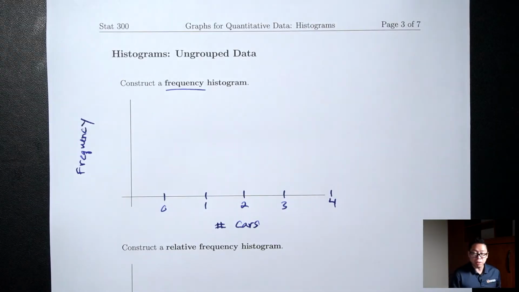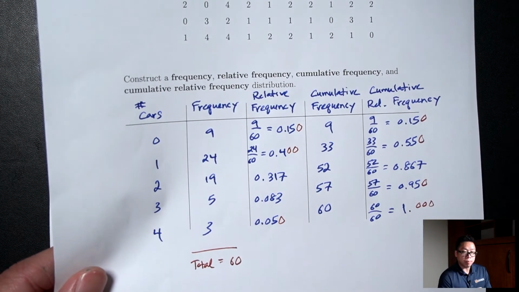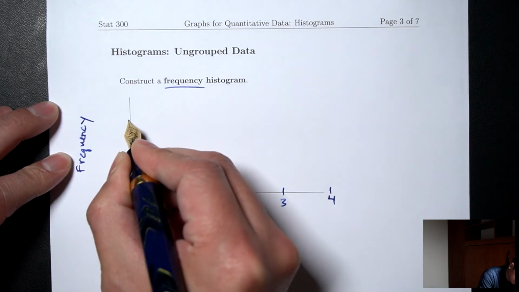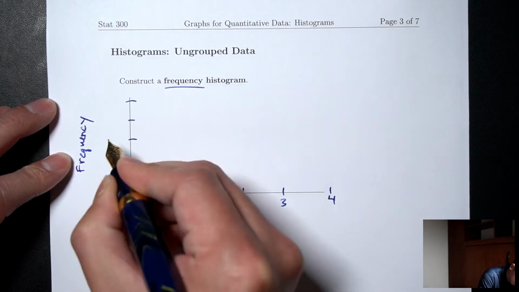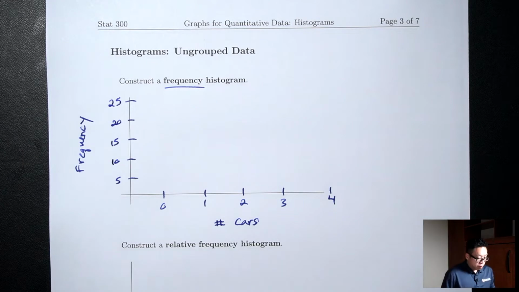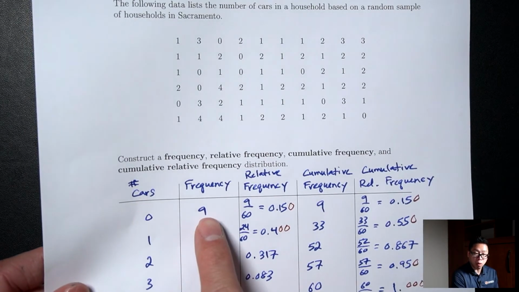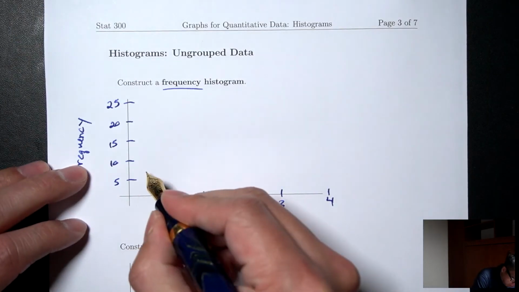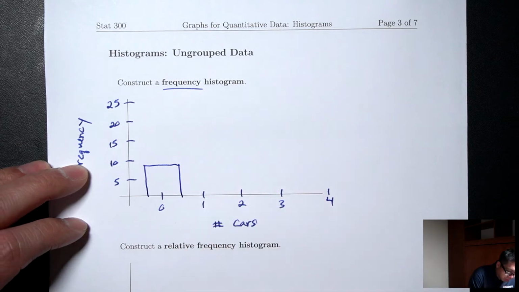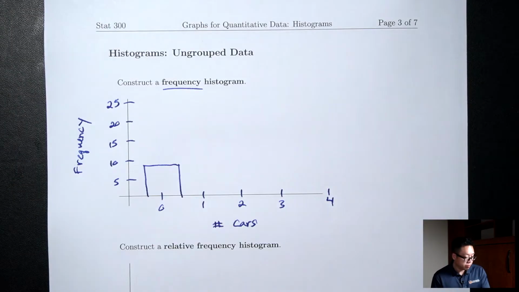Now you can count by ones, you can count by twos, by fives, by tens, as long as you get up to that 24. So I'm going to count by fives. 5, 10, 15, 20, 25. Okay, and then for each value here, you're going to make a bar. So 0, frequency is 9. I'm going to make a bar of height 9. Next up is the 1, frequency 24. I need a bar of height 24.